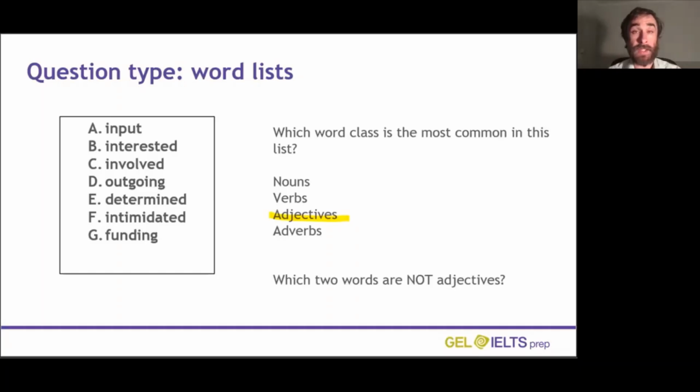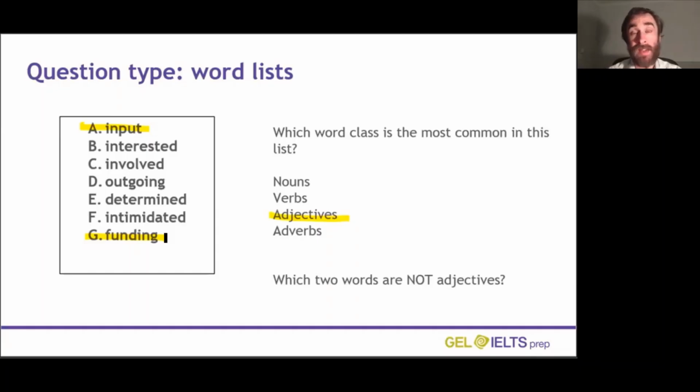So in this list, the two words which are not adjectives are A, input, and G, funding. Both of these words are nouns. Now, to me, this suggests that the majority of our answers and a majority of those gaps will be adjectives, but probably one of the question's answers will be a noun, and we know it's going to be A or G. So already we've narrowed down the possibilities.